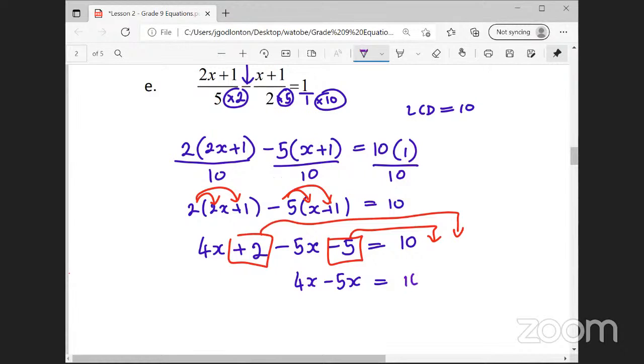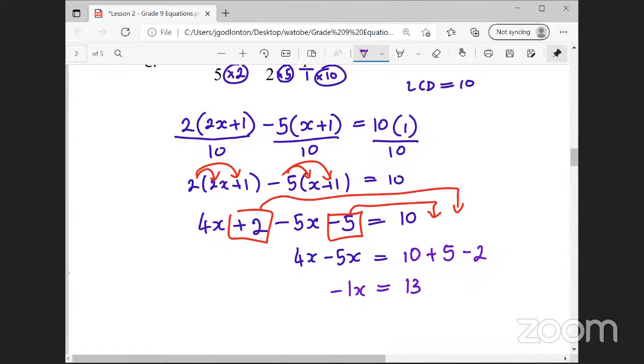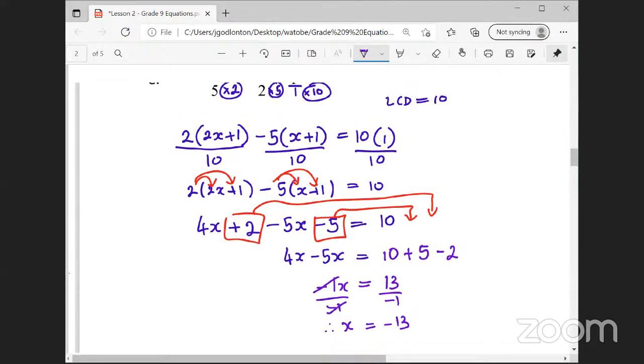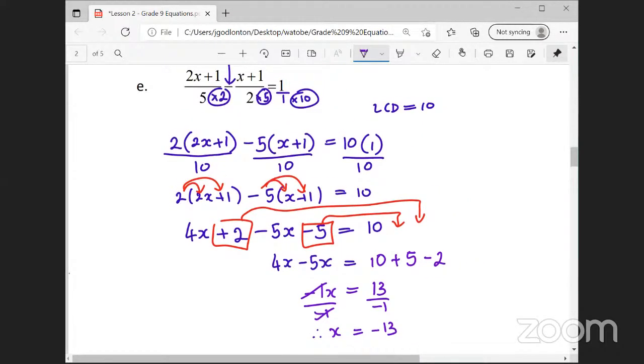So I'm going to have 10 plus 5 minus 2. The 4x minus the 5x is going to be -1x, and that's going to be equal to 15 minus 2, which is 13. And then all I need to do is divide both sides by -1, and I get -13.